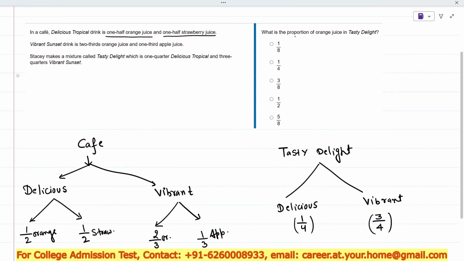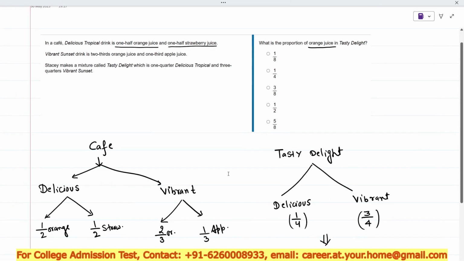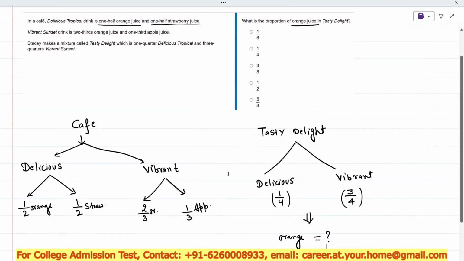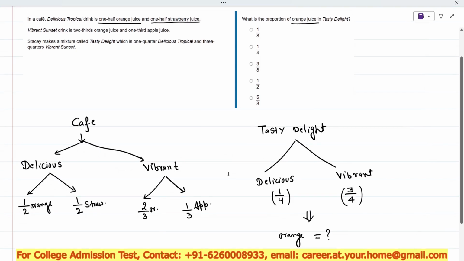The question is asking, what is the proportion of orange juice in Tasty Delight? So we have to find the proportion of orange juice in this mixture. This question we can solve in many ways, and I will discuss some of them to give you a proper idea how to handle these kinds of questions. So let us see the first method, a simple ratio method.